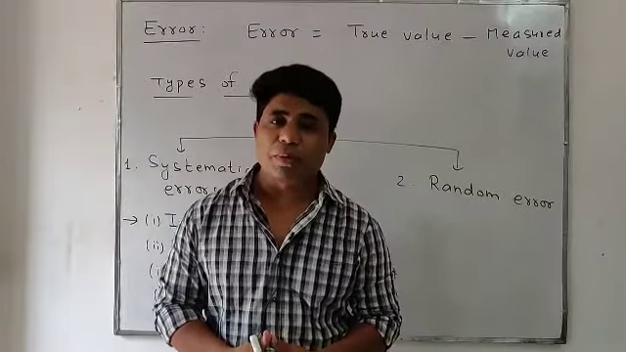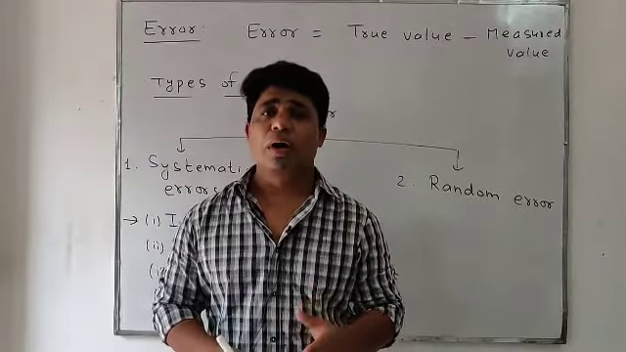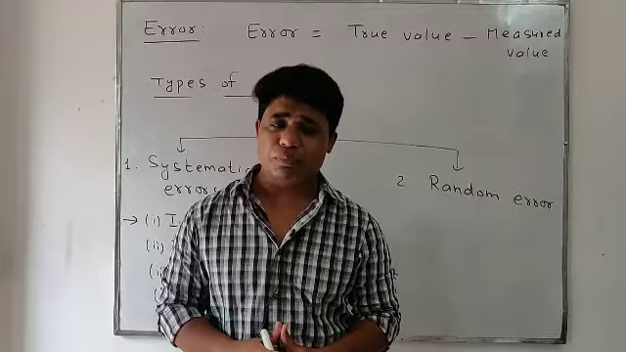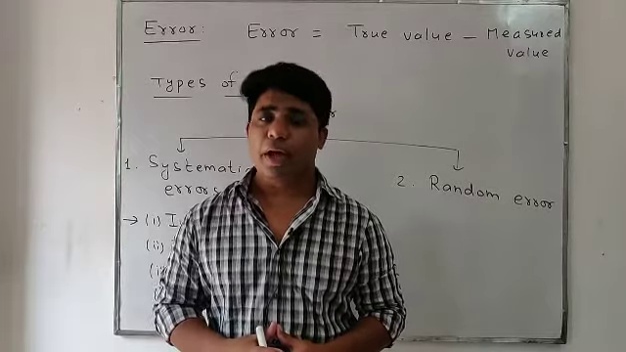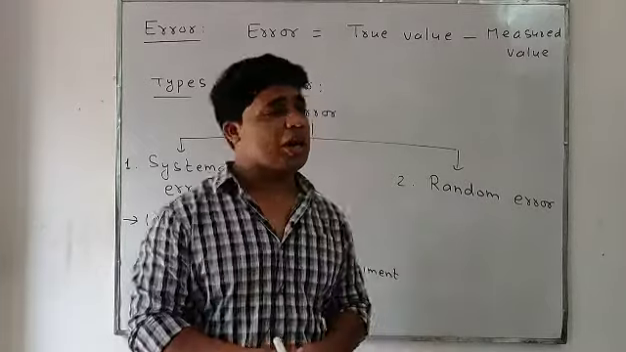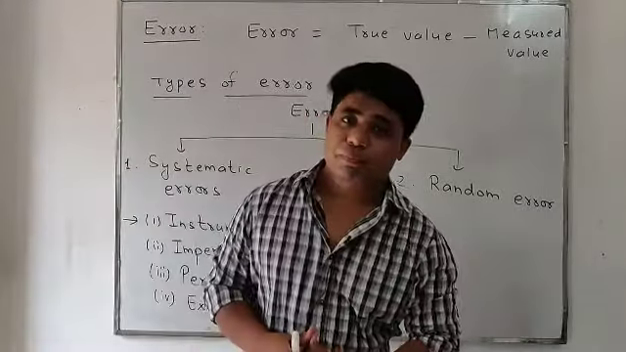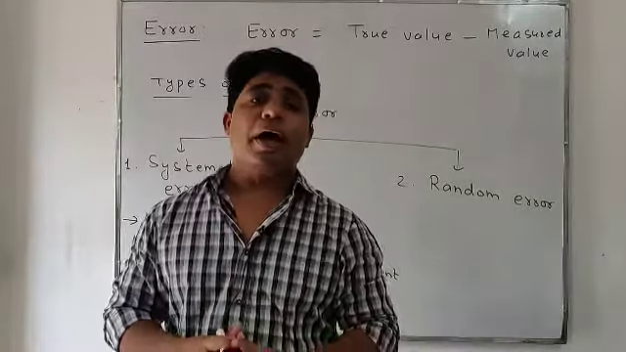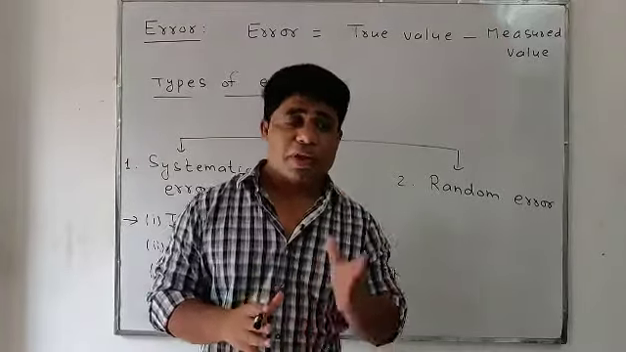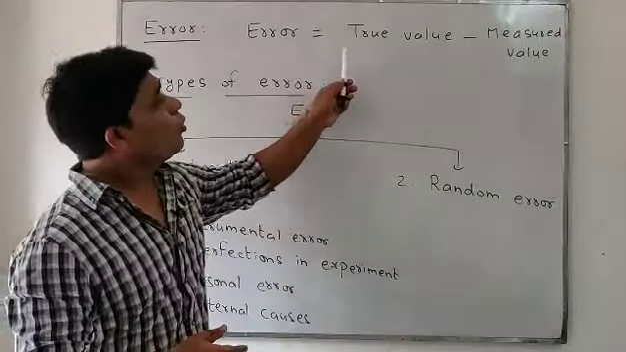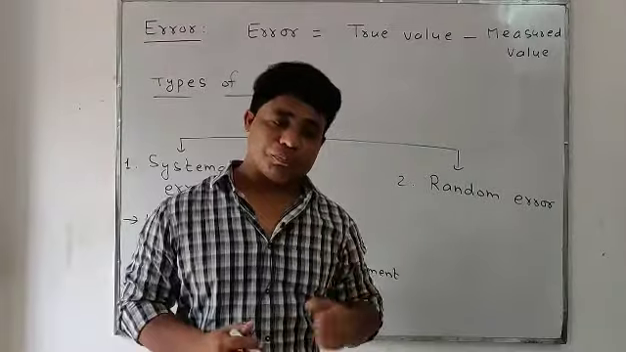Today in this chapter, unit and measurement, we are going to discuss error. It is one of the most important topics. First of all, let's start with the definition. What is error? Error in measurement is defined as the difference of true value and measured value.